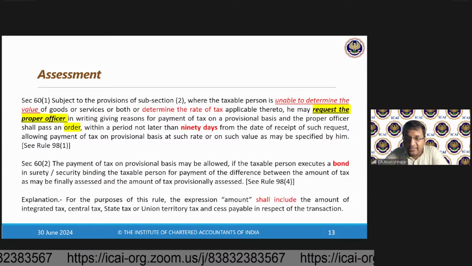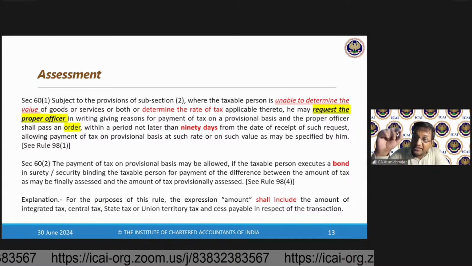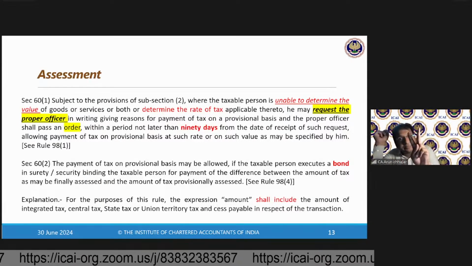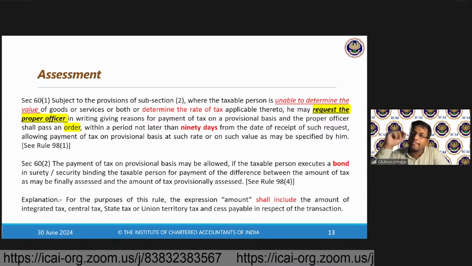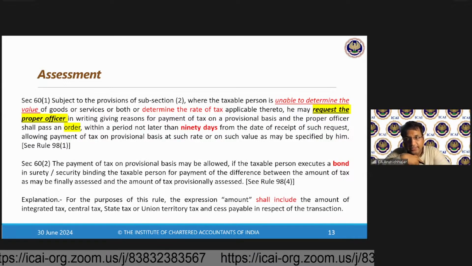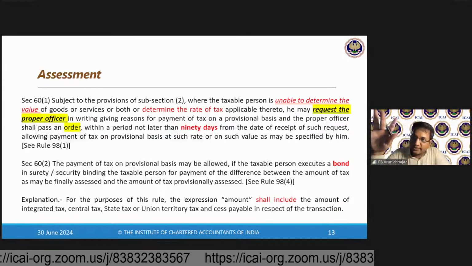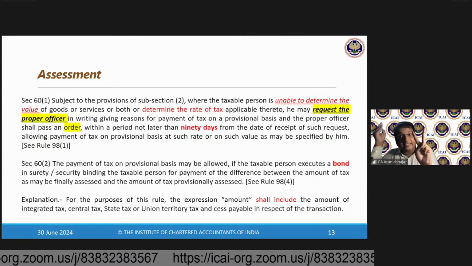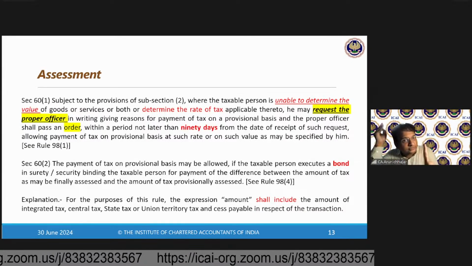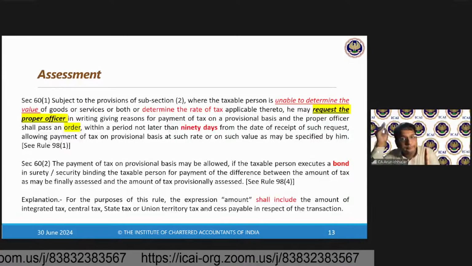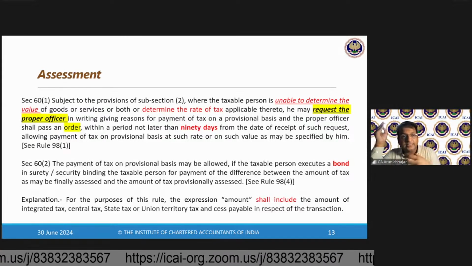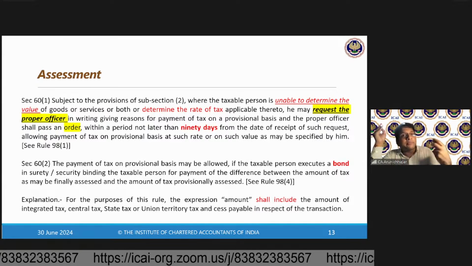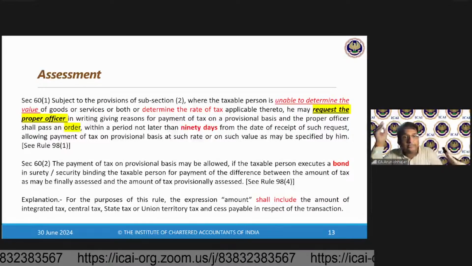Now the next is provisional assessment. The provisional assessment, section 60 subsection 1, says that it can be only in two circumstances. Suppose I am a registered person and you are the GST officer, I can request you that I am unable to determine two things, either the rate of the taxes or the value. Suppose I am making the supply, but I am unable to determine the value, or I am unable to determine the rate, then I can go for the provisional assessment.